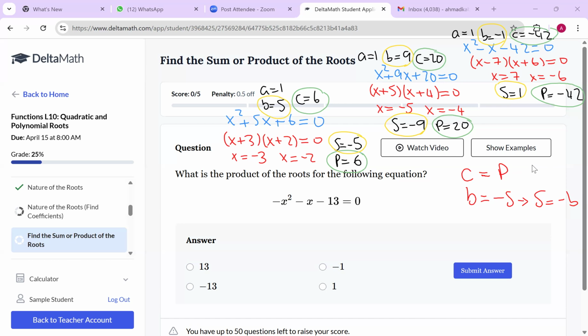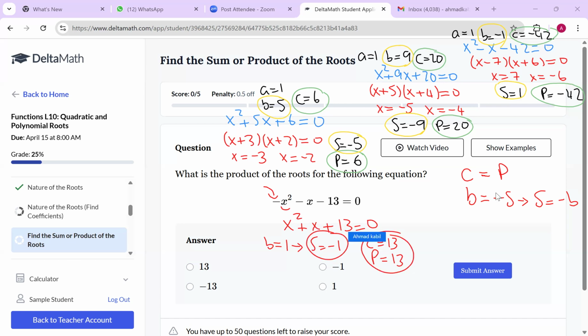So we can get the product and the sum of 2 roots of a quadratic equation simply by looking at the equation by eye. However, one important modification is that the x power 2 cannot have any number next to it. So here we have a -1, so we can just multiply the whole thing by -1. So we get x squared plus x plus 13 equals 0. So therefore, B equals 1, which tells us that S is -1, and C equals 13, which tells us that P equals 13. Here they just want the product, so the product is 13.